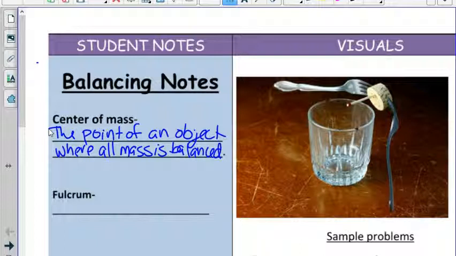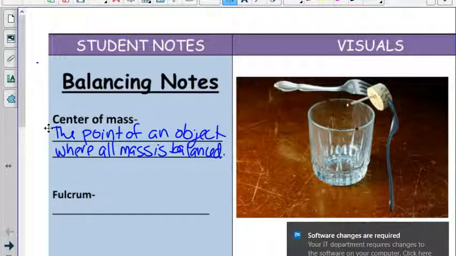So in humans, for girls, the center of mass is in their hips. For males, the center of mass is in the middle of their abdomen. The reason is because girls have more reproductive organs near their hips, and males don't. So center of mass for a human is typically towards the center. Now the center of mass for other objects depends on where all that mass is distributed. So for example, in a ball, the center of mass is right in the middle. In a bowling pin, the center of mass is somewhere in the middle.